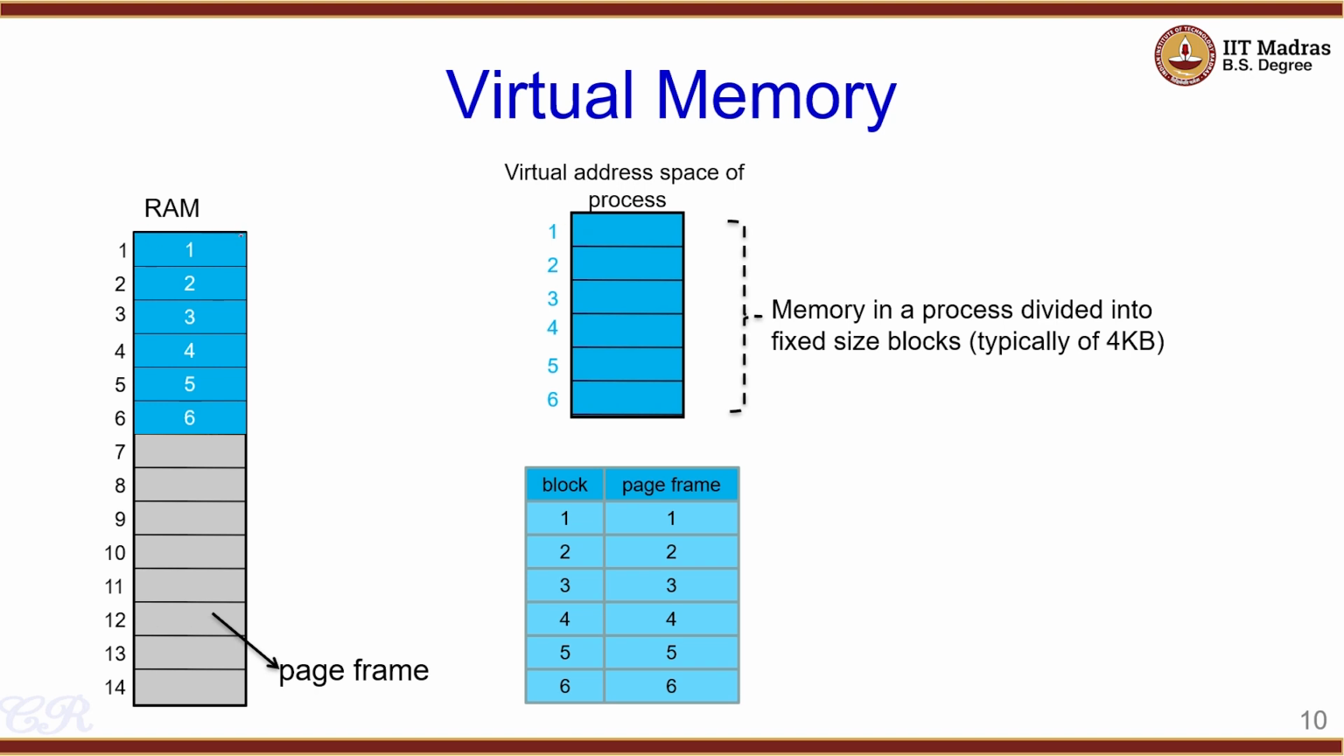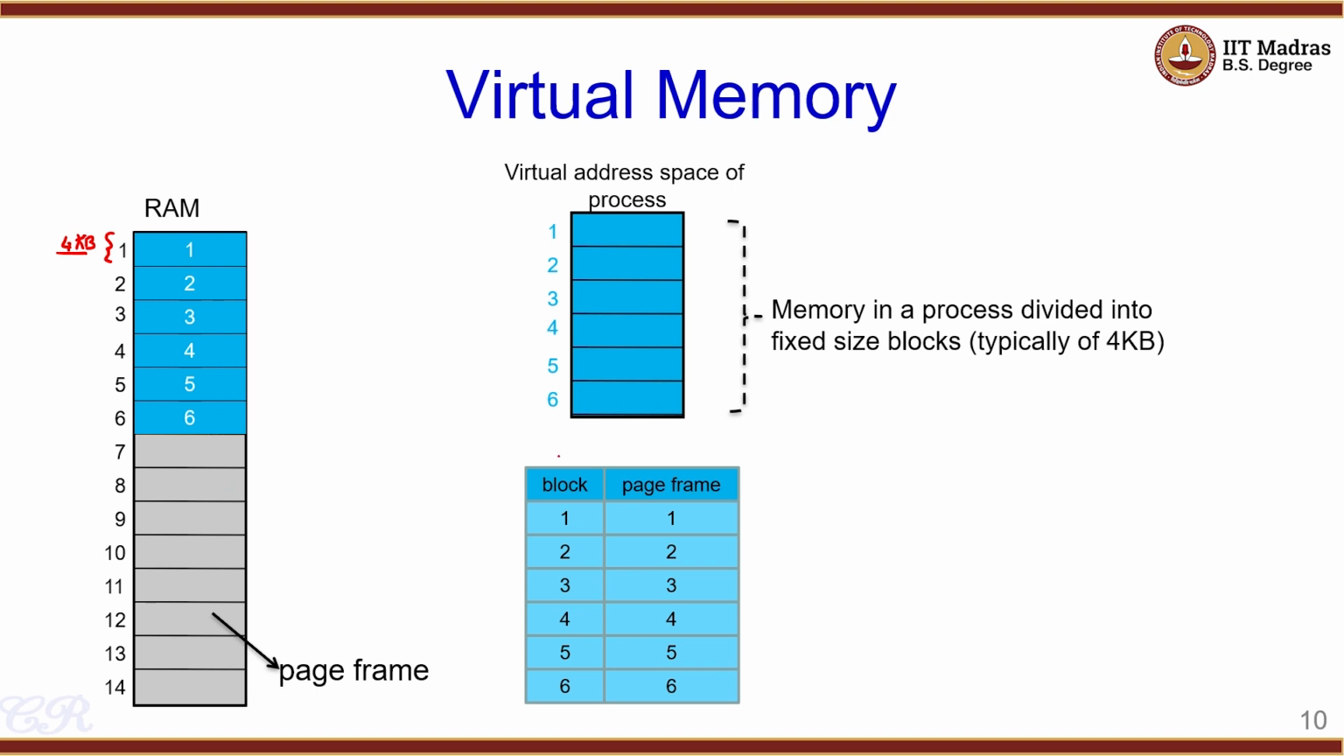Your DRAM similarly is also divided into what we call page frames, and each page frame is also typically 4 kilobytes, right. So we have the DRAM divided into page frames, your virtual address space divided into blocks, right, and now there is a mapping between the virtual address space of a process and the corresponding page frame in the DRAM, right.